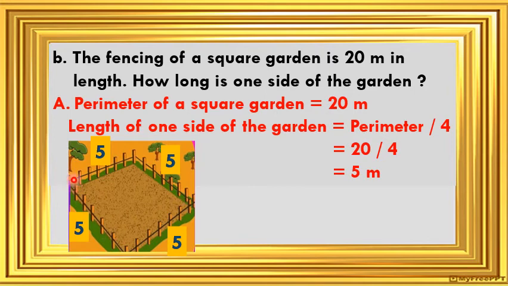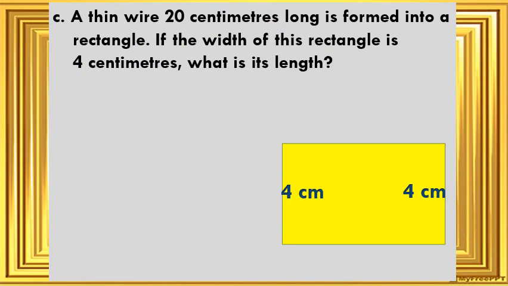Now children, you can cross check the answer. Here 5 plus 5 plus 5 plus 5 is 20. So we get perimeter as 20 meters. So our answer is correct. C. A thin wire 20 centimeters long is formed into a rectangle. If the width of this rectangle is 4 centimeters, what is its length?